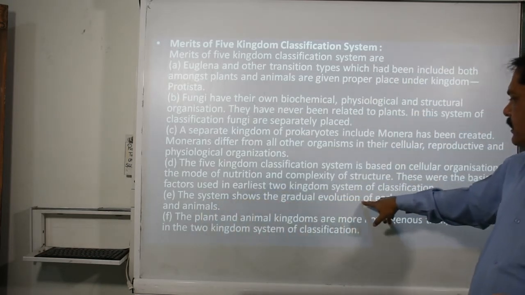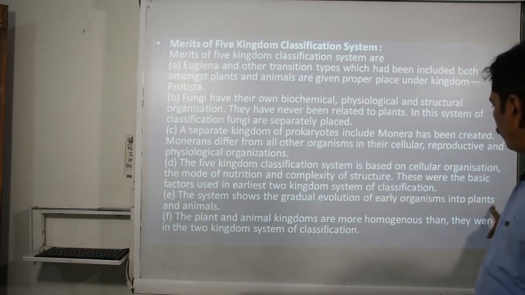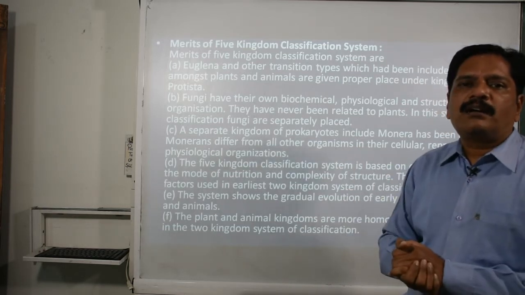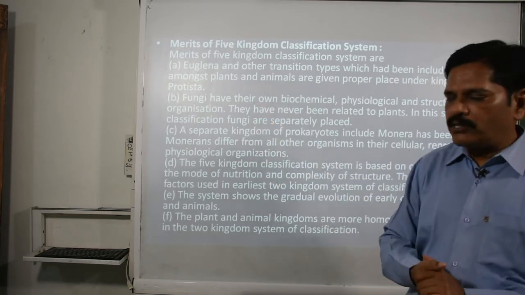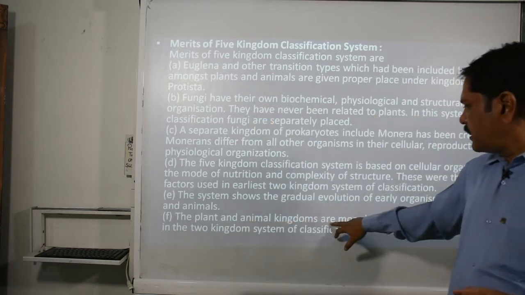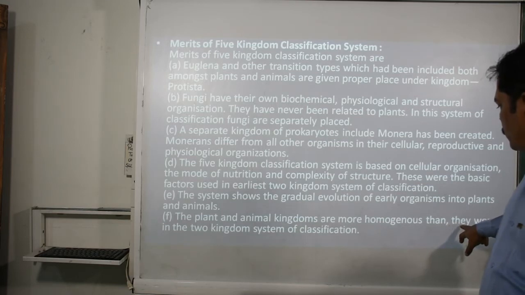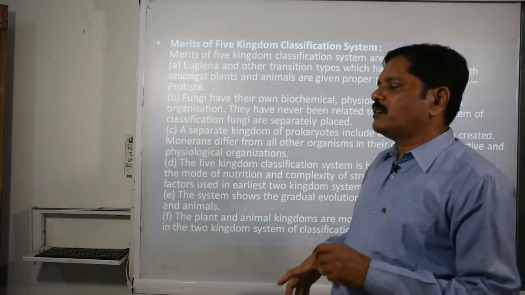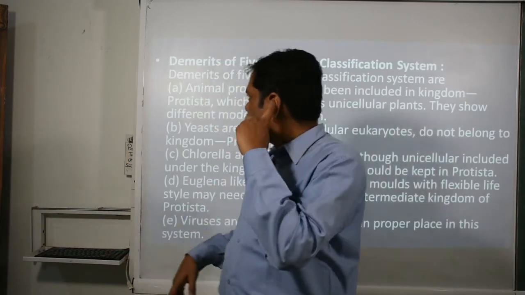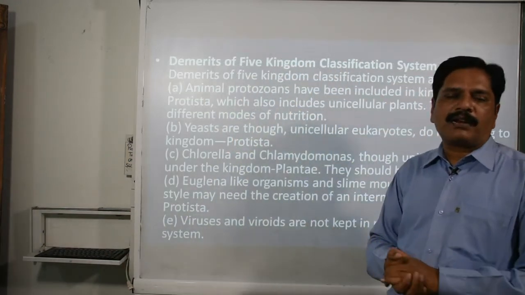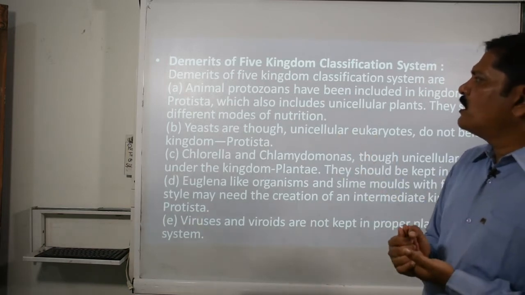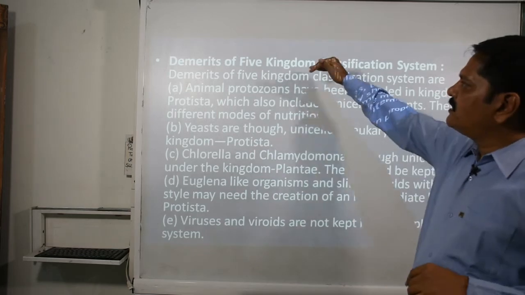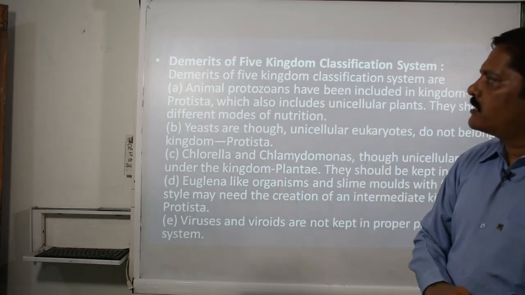The system shows the gradual evolution of early organisms into the plants and animals. So a proper way of their evolution was mentioned there, okay. And the plant and animal kingdoms are more homogeneous than they were in comparison to the two kingdom system, okay. So these are the merits of five kingdom classification. Now along with this, still some drawbacks were there, so it was handled in the demerits of the five kingdom classification, clear.